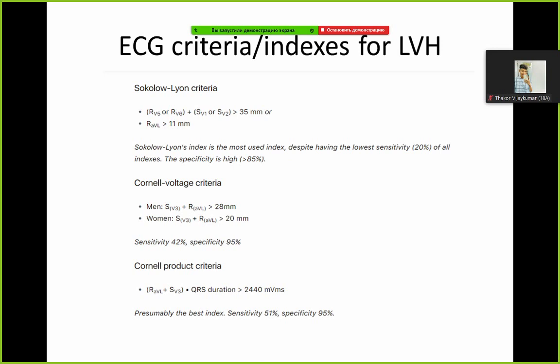The Cornell voltage criterion is the sum of the depth of the S wave in V3 and R in aVL. In men it is more than 28, in women 20. And the last, the Cornell product criterion. The formula is presented on the screen. You see that the most sensitive and specific is the Cornell product criterion. But the others, the Sokolov-Lyon criterion and the Cornell voltage criterion, are also used nowadays.